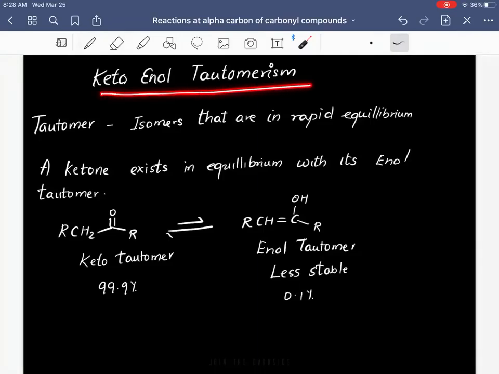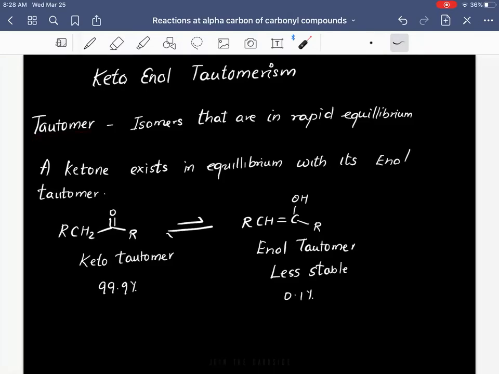Talking about keto-enol tautomerism. Now, what is keto-enol tautomerism? It is an isomerism that exists between a ketone and an enol. An enol is a structure which has an ene and an ol. Ene is basically a double bond, and ol is a hydroxy group. So both put together, it's going to be the enol.